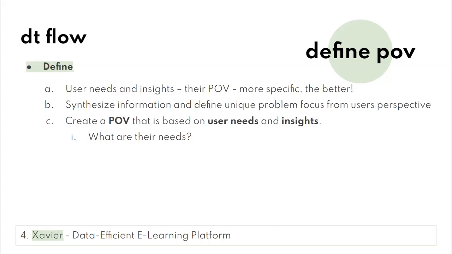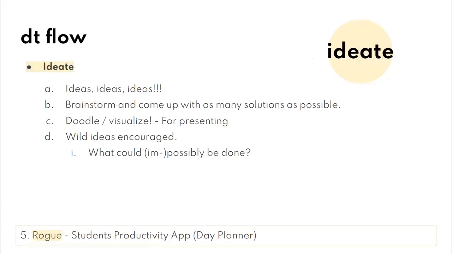for him to use? So we create a point of view that is based on the user's needs and their insights. And we're always asking the question, what are Okuhle's needs? What are Khadija's needs? What are Michael's needs? What are their needs? Because we know they have certain insights and they find themselves in a particular situation.